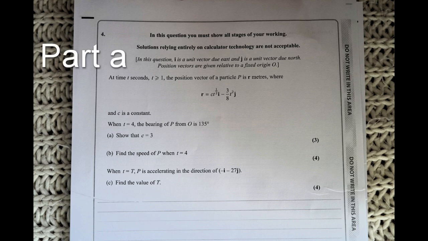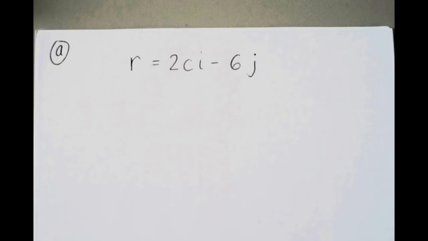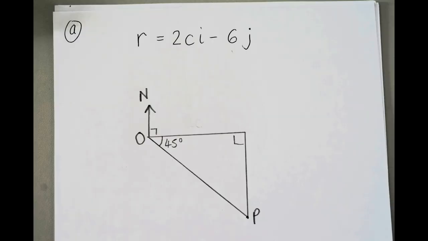We have the position vector in terms of t, and we know that t equals 4. So let's substitute 4 into the equation. We know that when t equals 4, P is on a bearing of 135 degrees from O. Drawing a diagram would help to see what's going on.